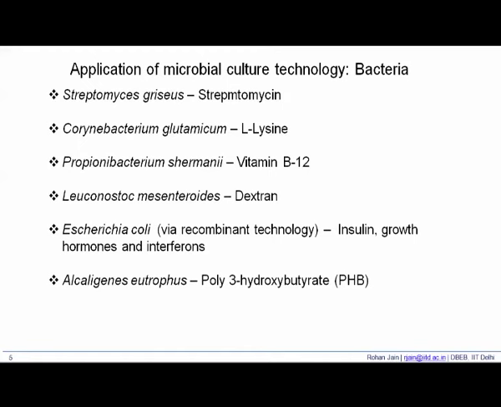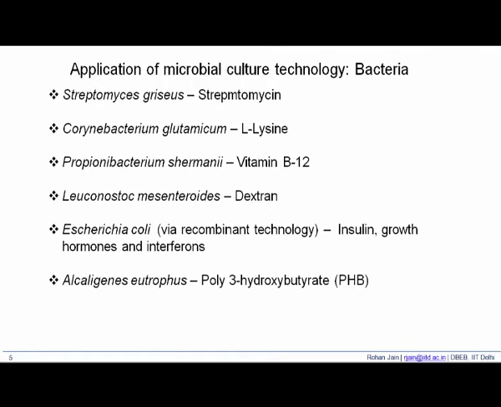Then you have E. coli. So, then you have the bacteria, these microorganisms that are used for production of different things. Streptomycin is produced by Streptomyces griseus. Then you have Corynebacterium glutamicum, which is used to produce L-lysine. This is an amino acid. This microorganism is also used to produce glutamic acid.